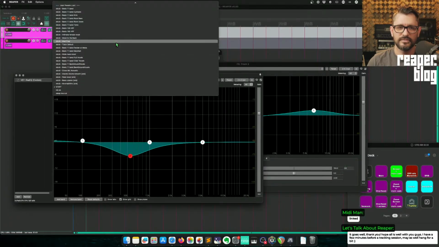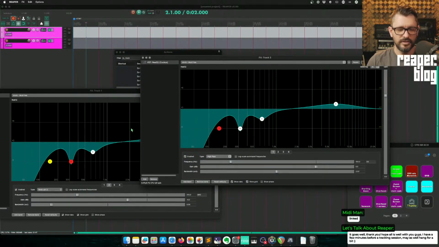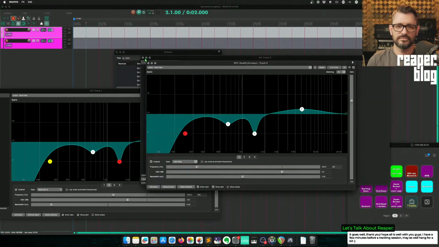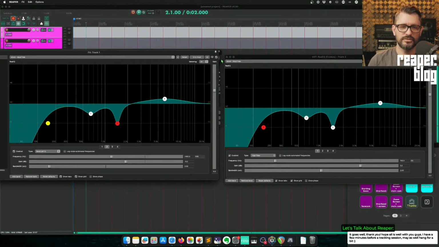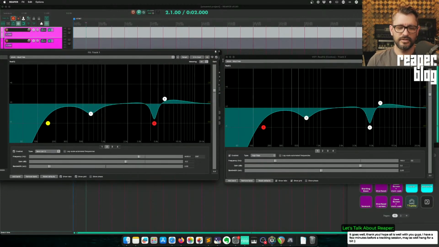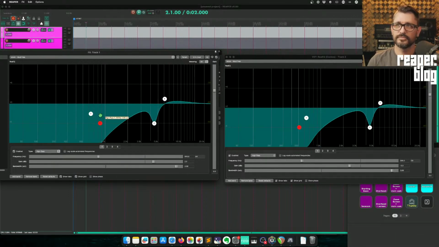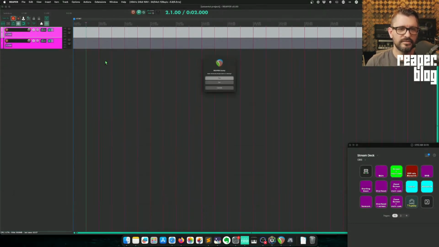Almost. Start with the same preset. But yeah, we can control that on two effects windows at the same time with a MIDI controller or with a mouse. Pretty sweet. Not having to worry about automation lanes.